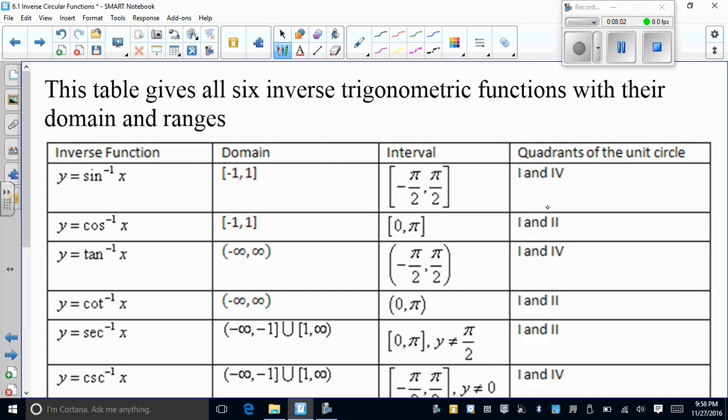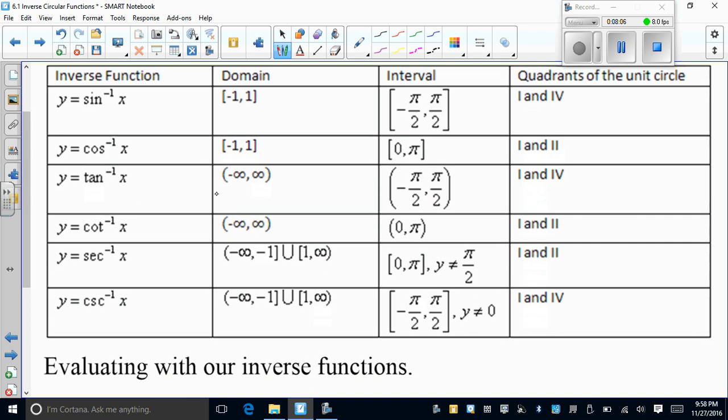Tangent, again, 1 and 4. Domain is all numbers. The interval is negative pi over 2 to pi over 2. So again, quadrants 1 and 4, because we don't want to jump over one of the asymptotes. Same with cotangent, 0 to pi, so you're looking at quadrants 1 and 2. Secant, just like cosine, 1 and 2, and so forth.